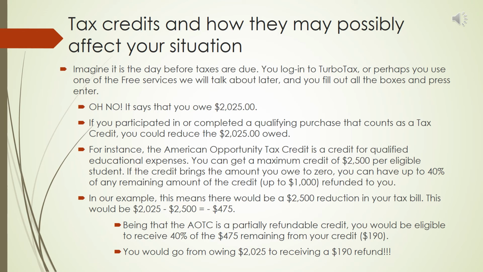Being that the AOTC, the American Opportunity Tax Credit, is a partially refundable credit, you would be eligible to receive 40% of the remaining balance, $475. 40% of $475 is $190. You would go from owing $2,025 to actually receiving a $190 refund.